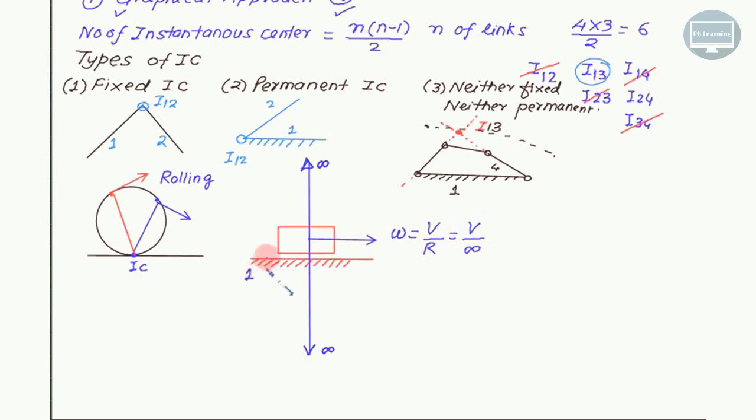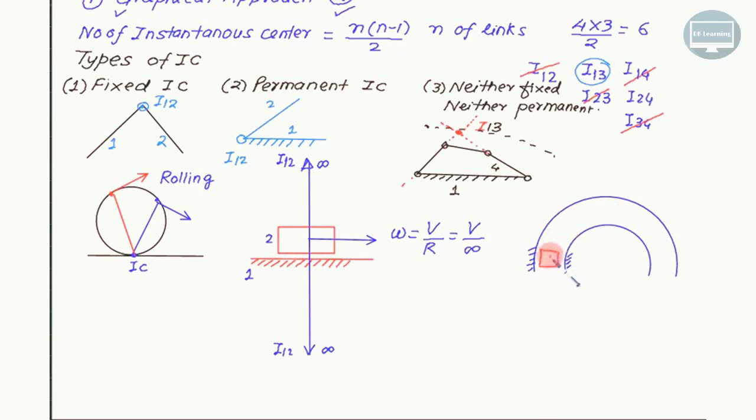So suppose this one is link 1 and this one is link 2. So is it the I12 location? That is at infinity. This one, the I12 location, is at infinity. But if instead of this straight line path I show a curved path, and the slider is allowed to move inside this one, the slider will slide along this one.